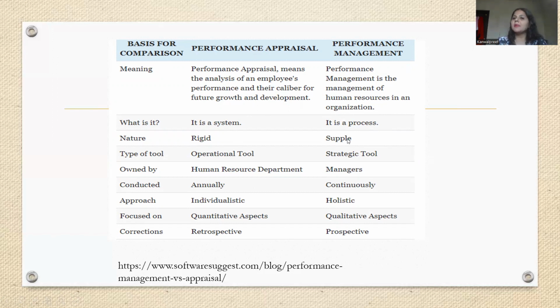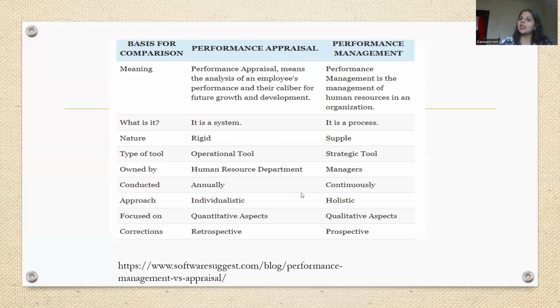Performance management is supple. Supple means it is flexible, whereas performance appraisal is rigid. Performance management is a strategic tool, so it is a strategy, whereas performance appraisal is an operational tool. You are getting work done. Performance management is owned by managers, whereas performance appraisal is a part of the human resource development department.